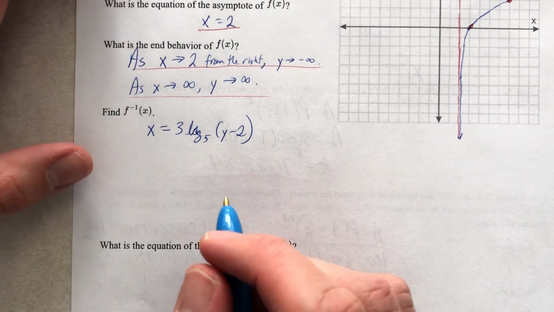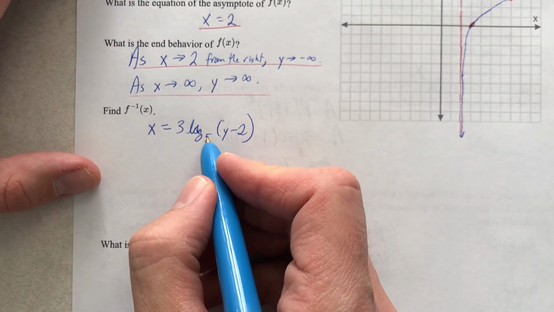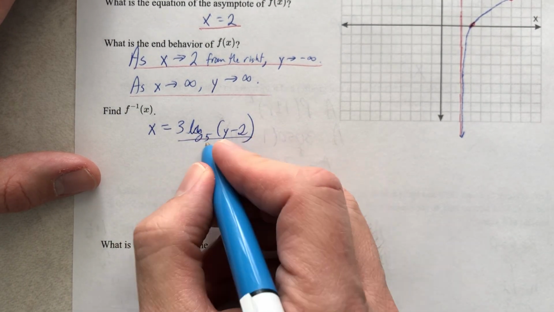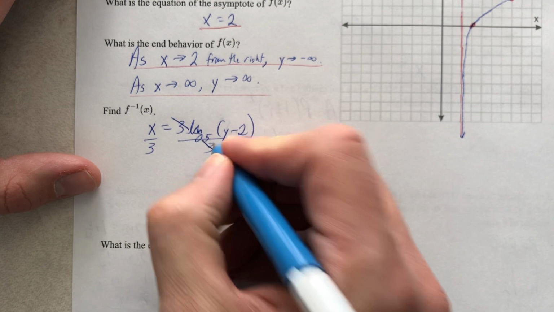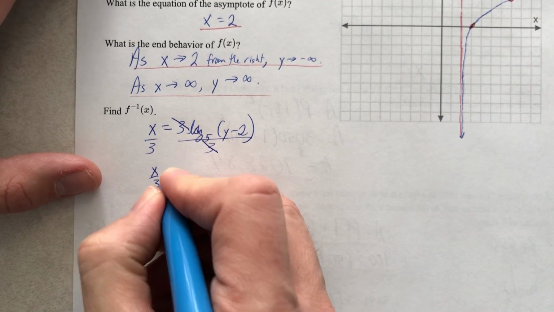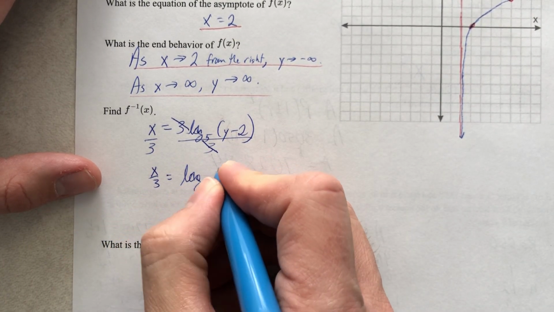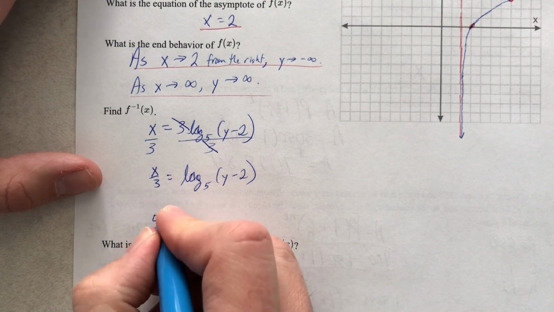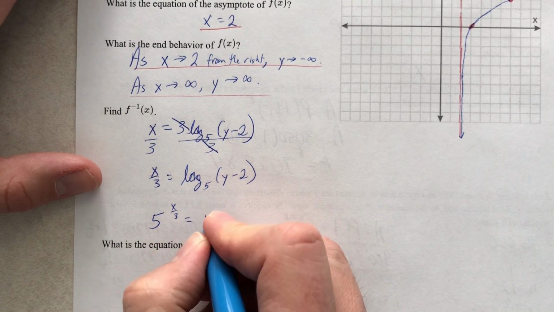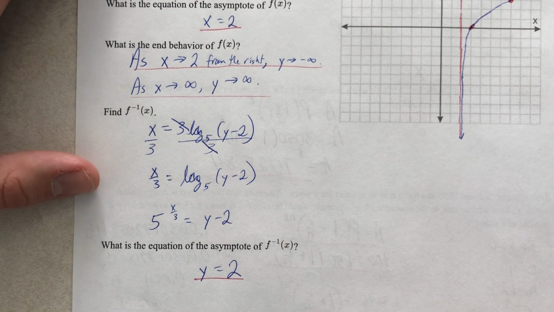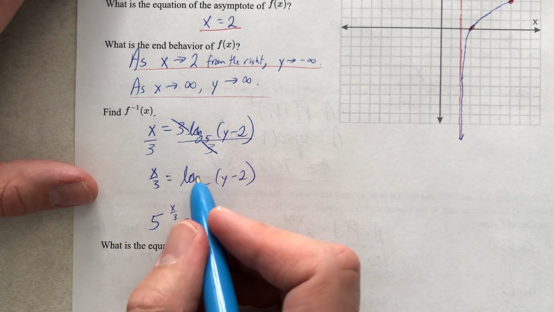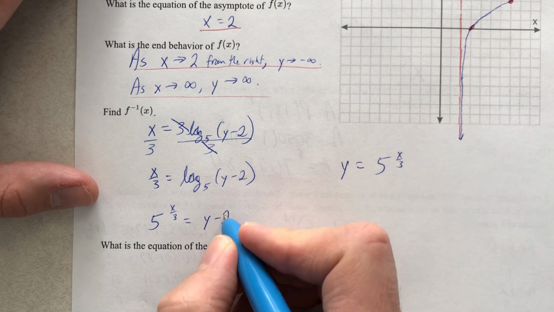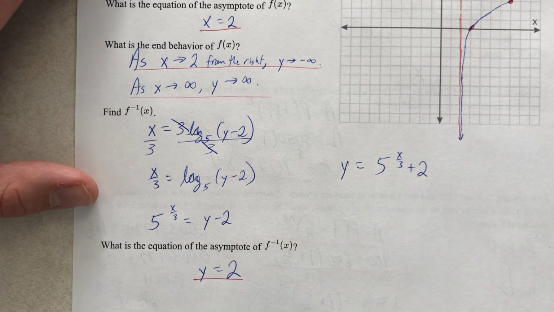So let's move on. I'm going to solve for y. I'd love to go ahead and turn it into an exponential, 5 to the x. Let's not. Let's divide by 3 first. It's going to make it much easier. Trust me. x over 3 equals log base 5 of y minus 2. Now it's logarithmic. 5 to the x over 3 equals y minus 2. Okay, we're going to solve it for y. We're just rearranging things. Get y by itself, so y equals 5 to the x over 3. We'd have to add 2 to the other side, and we're done.